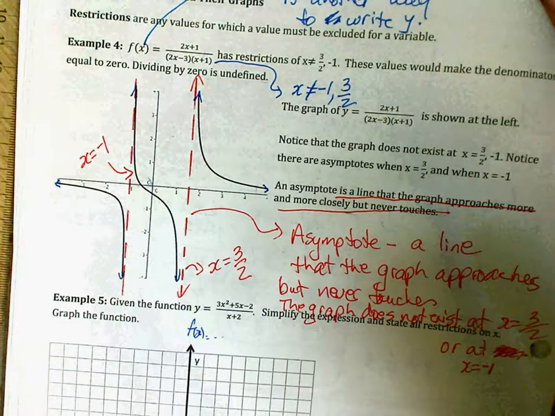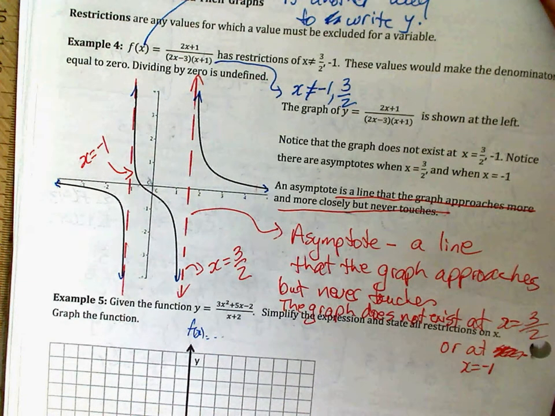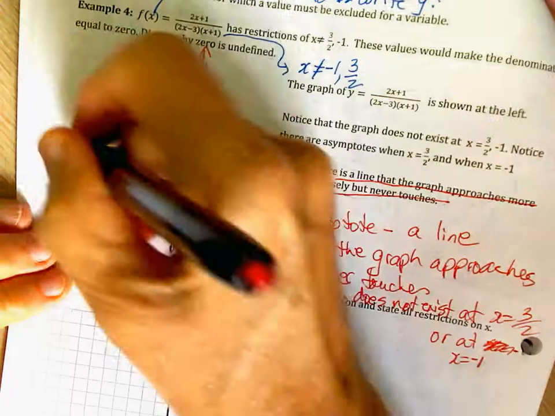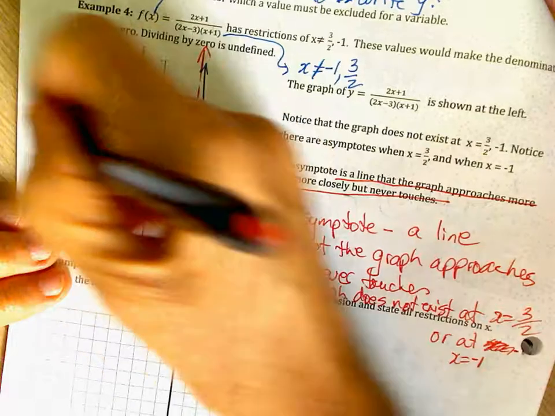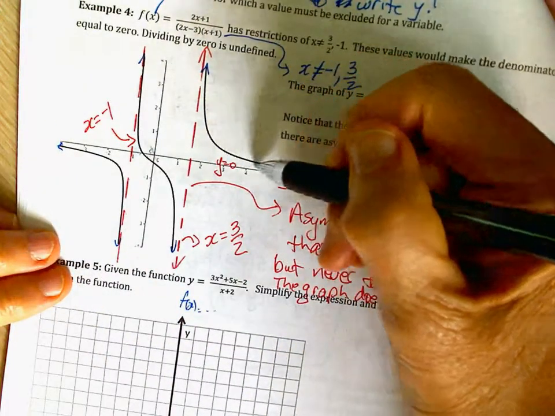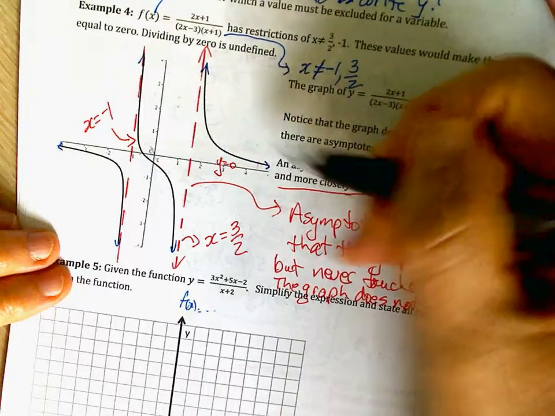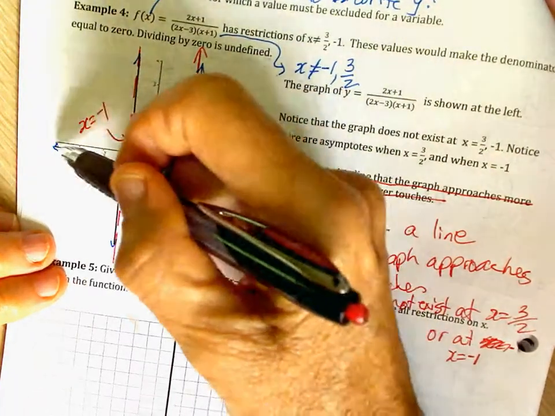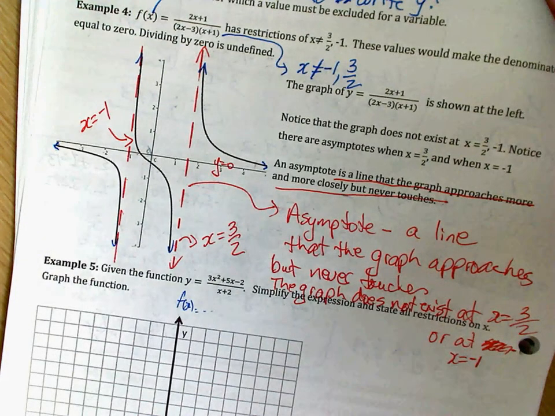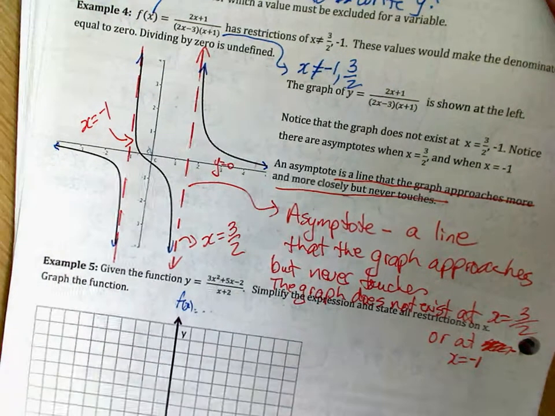There is a horizontal asymptote at y equals 0, or the x-axis. The graph does not cross the x-axis, right? It gets closer and closer but never crosses. But I just want you to worry about the x restrictions. We're not going to worry about the y restriction.